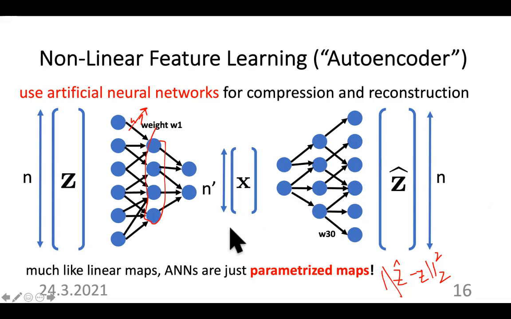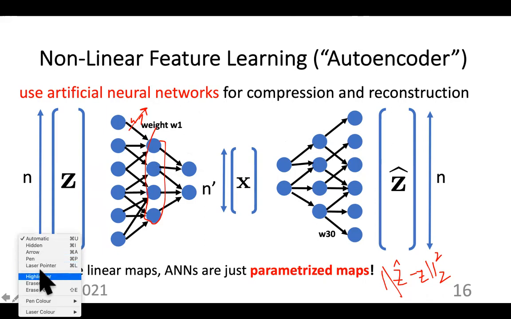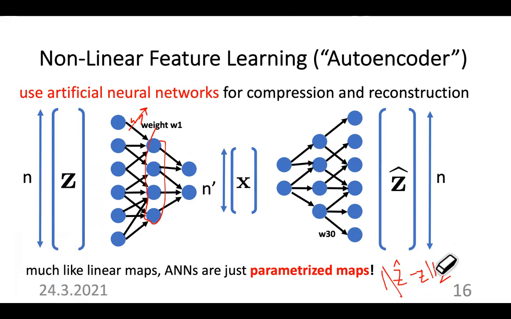But the principle is exactly the same as for PCA. Tune the compression map such that you can reconstruct the original raw feature vector from the compressed feature vector as good as possible. That's the same principle of all feature learning methods. The difference then between these feature learning methods is which type of functions or which type of maps you use for compression and for reconstruction, and which distance measure you use to measure the error? Because instead of the squared Euclidean norm, you could use another norm.